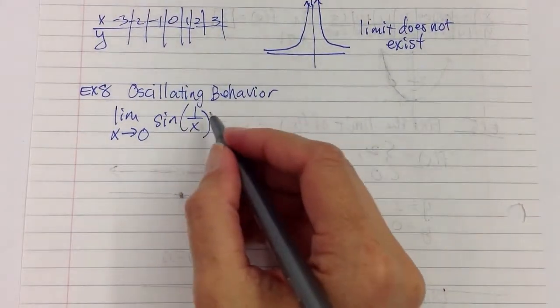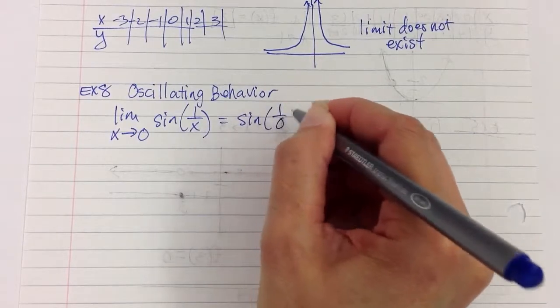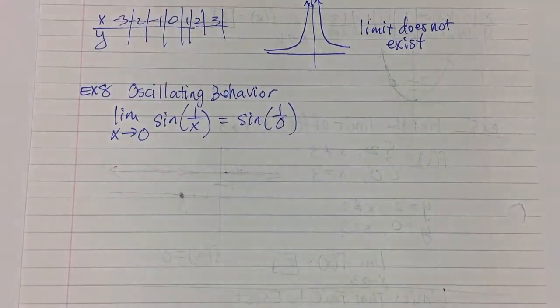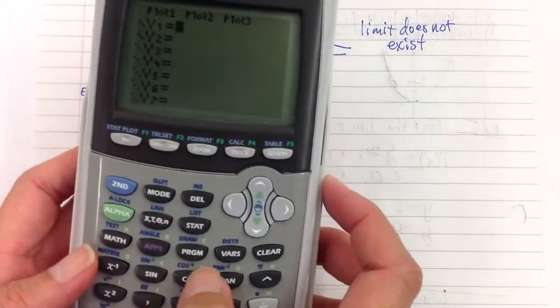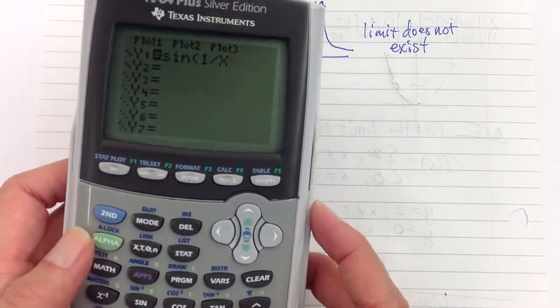So we've introduced a sine in this function, okay? When I plug in 0 here, I get sine of 1 over 0. I can't evaluate that because that's undefined. So I have to look at the function, what's happening around 0. So let's enter this in our calculator. Okay, and I'm going to put sine of 1 divided by x.